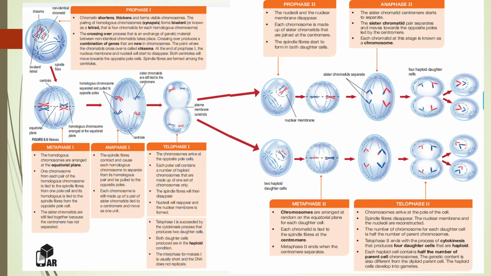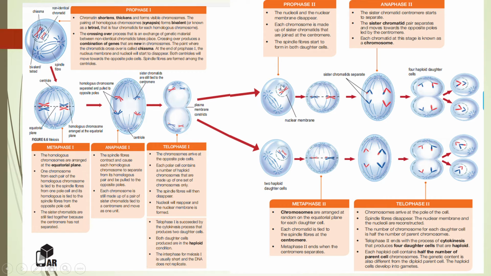Okay, let's continue to Meiosis II. In Meiosis II, we start with prophase 2. So nucleoli and nuclear membrane disappear. Same, okay, you see the events that happen in prophase 1, in prophase 2, and even in prophase in mitosis, same. So each chromosome is made up of sister chromatids that are joined at the centromere.